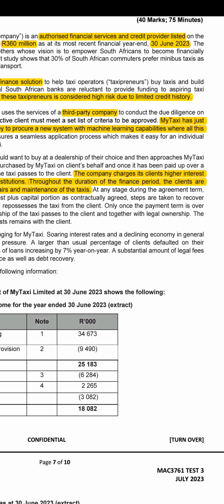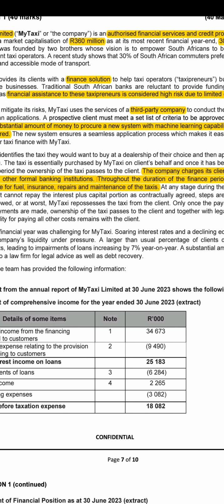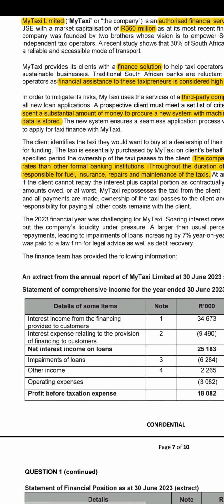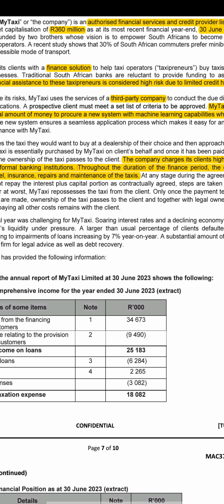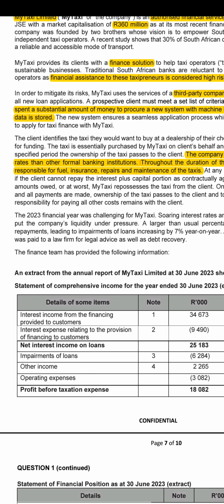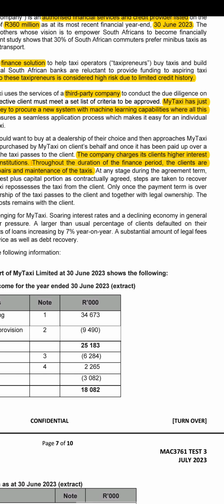Okay. At any stage during the agreement term, if the client cannot repay the interest plus capital portion as contractually agreed, steps are taken to recover the amounts owed. Okay, so I'd say, what are these steps? So obviously there would be legal steps, or at worst, My Taxi repossesses the taxi from the client. Okay, only once the payment term is over and all payments are made, ownership of the taxi passes to the client, together with legal ownership.